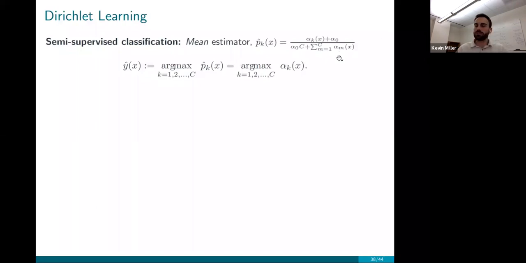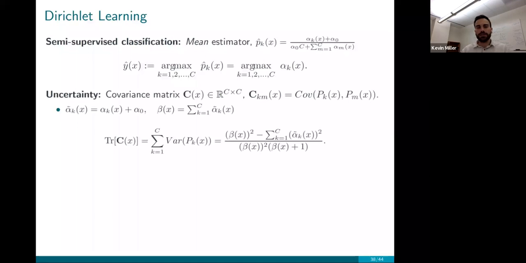Due to the simple form of this mean estimator, this is simply identified by the index of the maximal entry of the concentration parameter alpha. So our alphas completely determine our classification. And because we have this nice Bayesian formulation of these random variables and this classification task, I have a straightforward way of quantifying uncertainty in the classification at a point.